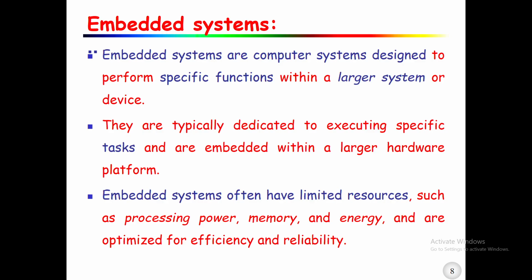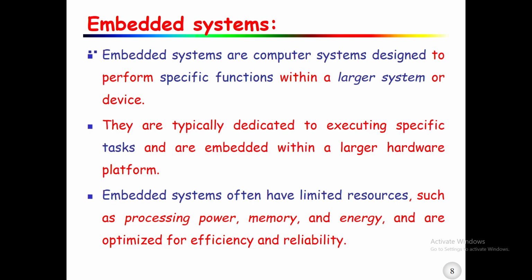Again, if we have outdated or unused or expired items in our refrigerators, we need some kind of embedded system which sends alerts to the users of those refrigerators or any other device. So these kinds of systems are what we call embedded systems. And embedded systems often have limited resources such as processing power, memory, and energy, and are mostly optimized for efficiency and reliability.